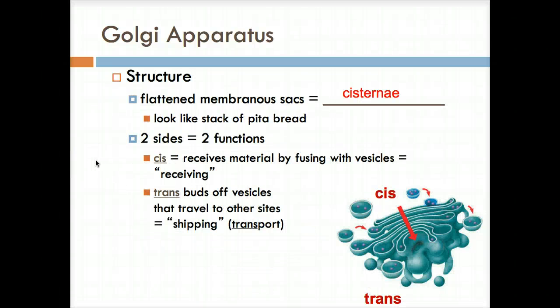The structure of the Golgi apparatus has these flat membrane sacs called the cisternae. It looks like a stack of pita bread. There are two sides. Again, the cis side is the receiving side, so they're receiving these vesicles from the endoplasmic reticulum. The vesicles fuse, they're modified, and then eventually the trans side is the side where the vesicle will bud off and then eventually go wherever it needs to go. So that's why we refer to it as the packaging and shipping department of the cell.